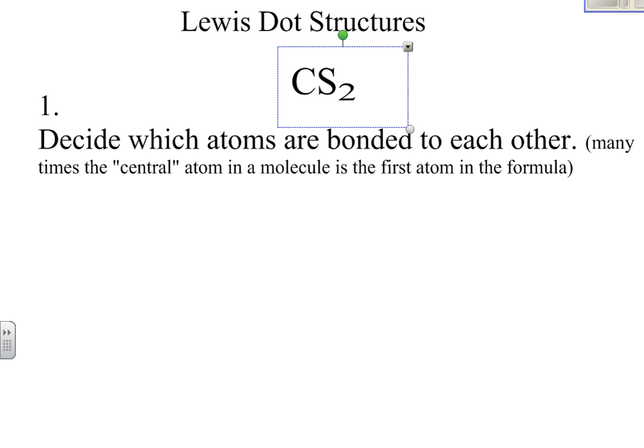Next, we'll try the same thing with CS2. So again, our first step is to decide which atoms are bonded together. So we'll put the carbon with the sulfurs on either side of it.